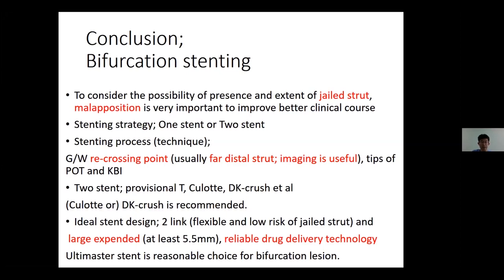The ideal stent design is a two-ring. This means flexible and low risk of jailed struts remaining, and large expansion of at least 5.5 millimeters, and reliable drug delivery technology is the ideal stent design. The Ultimaster stent is a reasonable choice for bifurcation lesions.